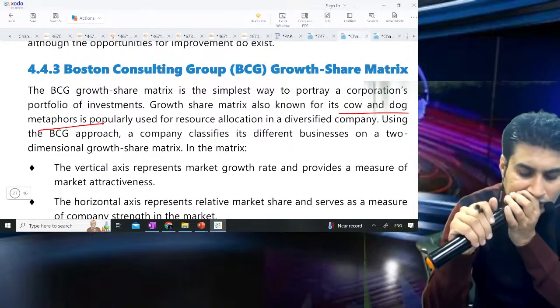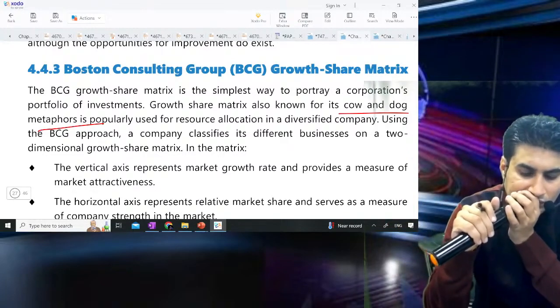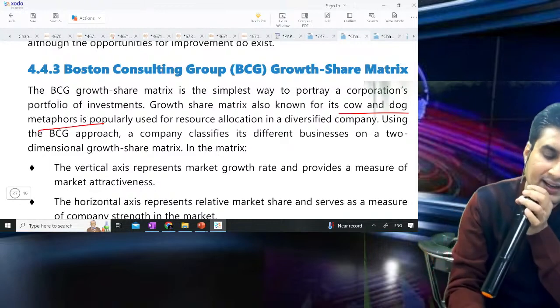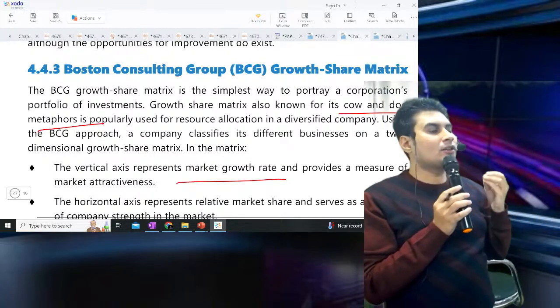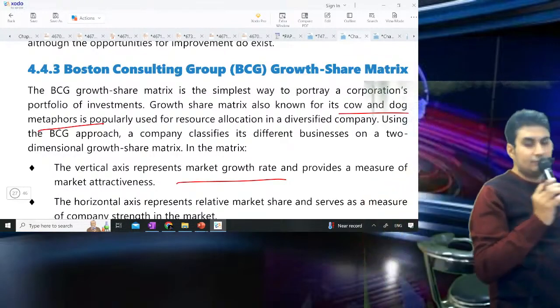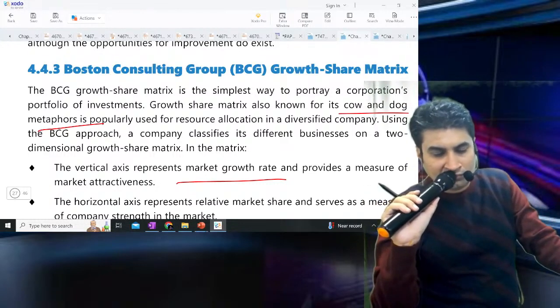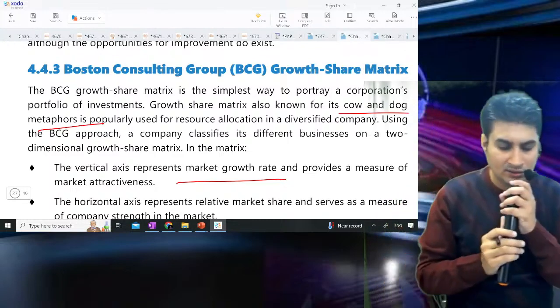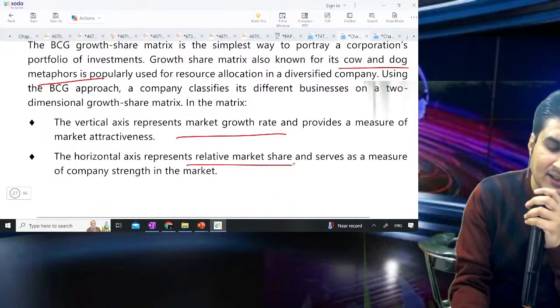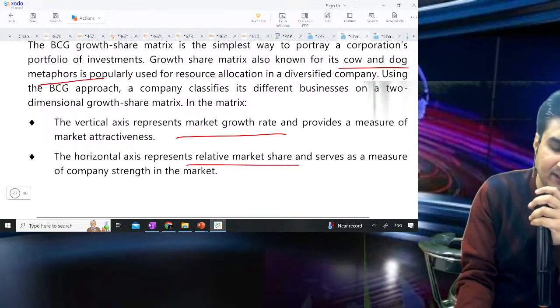In the matrix, the vertical axis represents market growth rate. Market growth rate, and provides a measure of market attractiveness. The horizontal axis represents relative market share. Underline, relative market share. What does it mean right there?